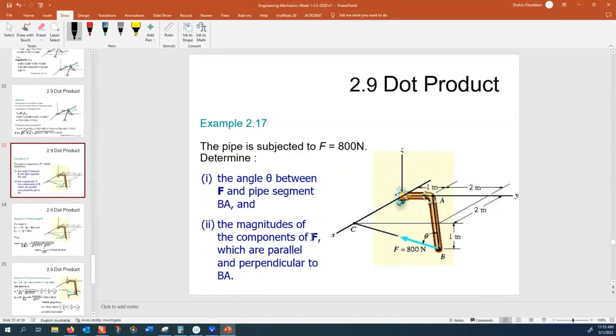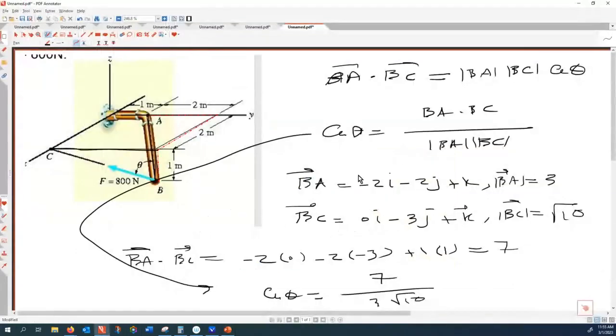Okay, the next thing is you want to find the projection of F parallel and perpendicular to BA. So how do we do that? Well, first you have to write F as a vector. How do I write F as a vector? Let's write F as a vector.